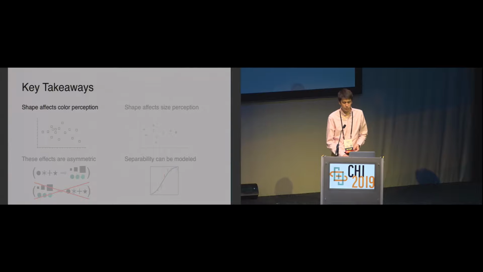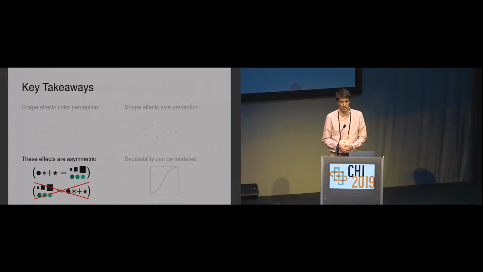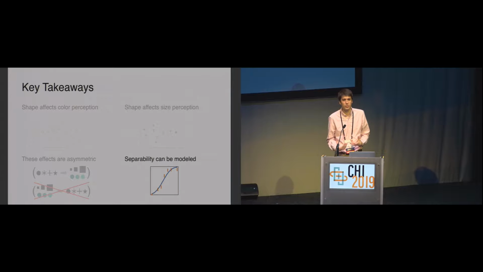So the main takeaways from this work are that shape does significantly affect color difference perception and significantly affects size perception, but that these effects were largely asymmetric, allowing us to adjust encodings for perceptual interference in one direction without worrying about altering perceptions in the other. And lastly, separability in general is a little less understood than we previously thought, but separability can be modeled. And these models can be used to automatically adjust encodings and improve visualization design and thus increase interpretation accuracy.